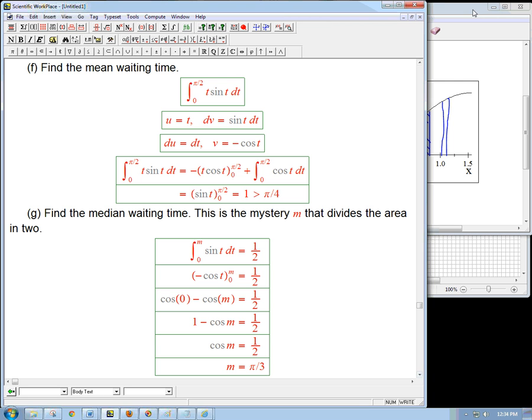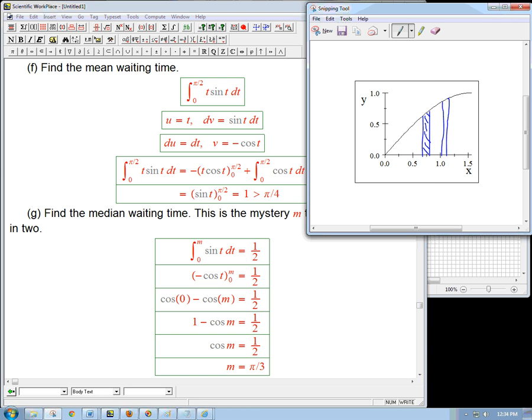Notice we could have already said the median, just like the mean, must be beyond pi over 4. We already knew the probability of being greater than pi over 4 was 70%. And so we have to push that line up further to get only 50% above it and 50% below it. So that's an interesting answer. Half the time I'm going to wait less than pi over 3, half the time I'm going to wait more than pi over 3.